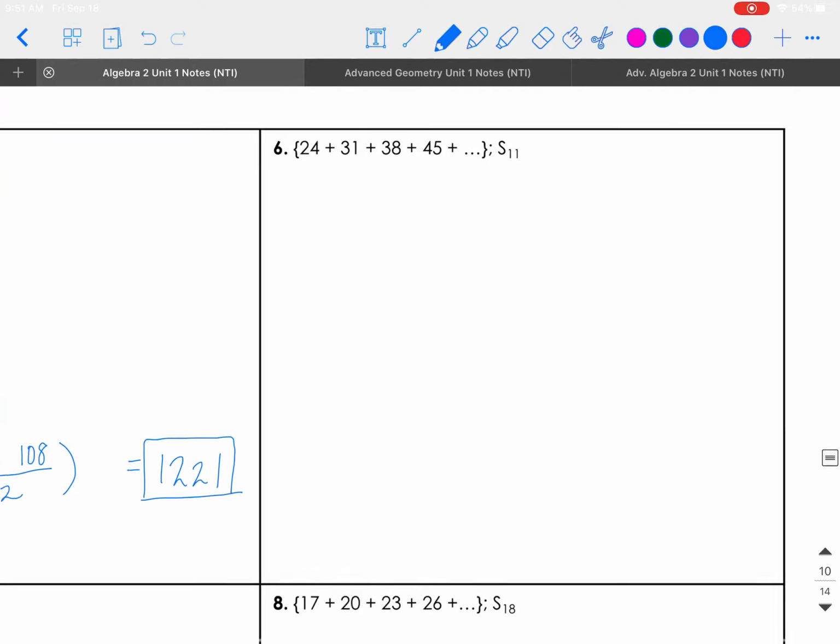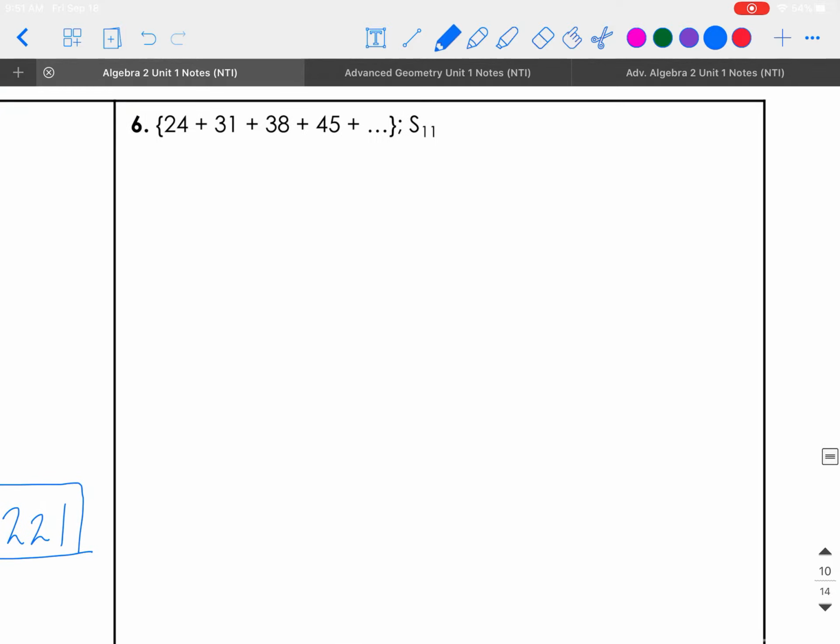All right. Number 6. If you feel comfortable and you feel like you could look back at your previous examples and figure it out yourself, then I encourage you to pause the video and then play it and see if you get the right answer.